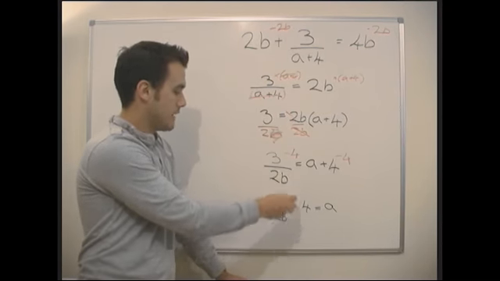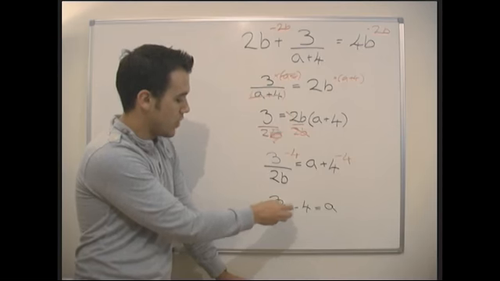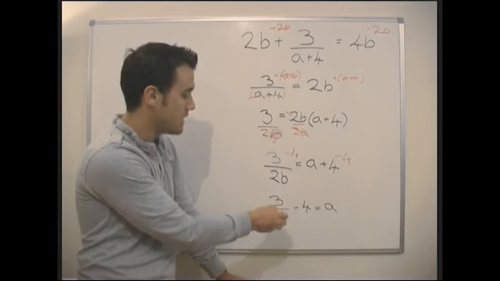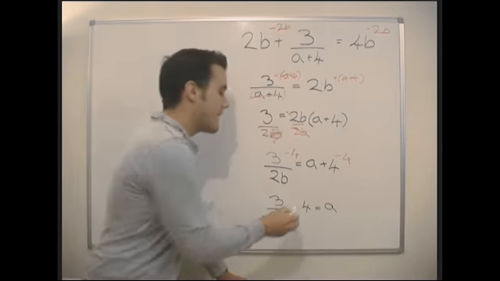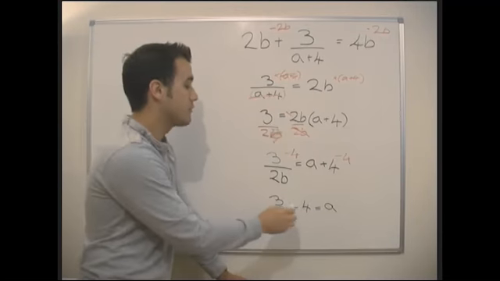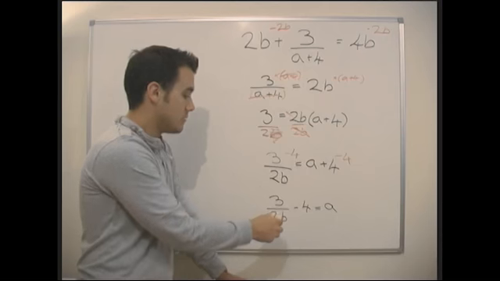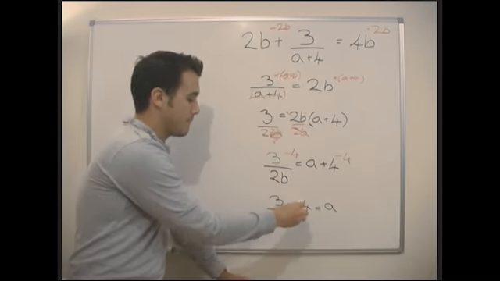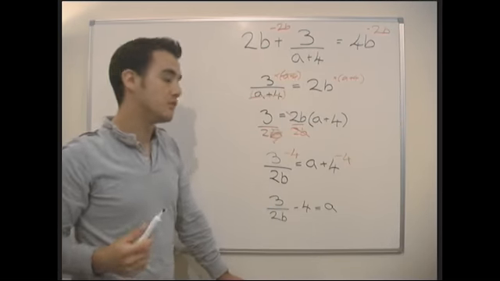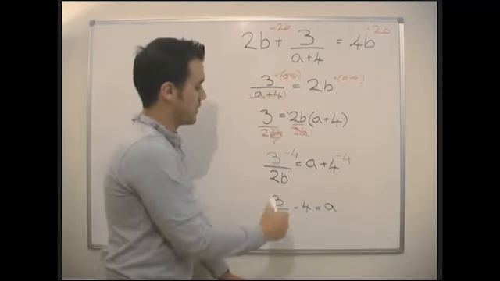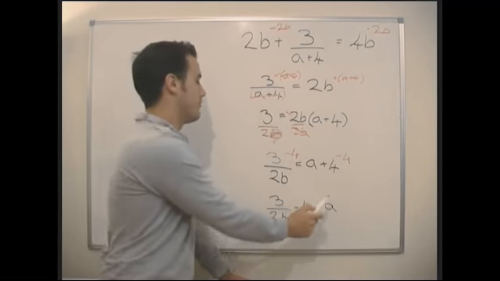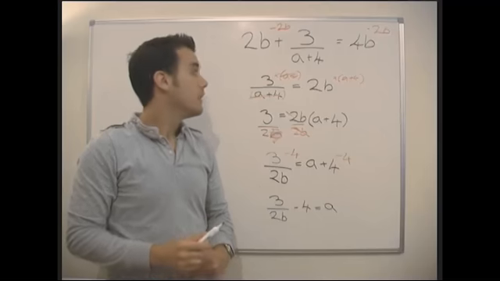The 4 is not over the top of the 2b. You're doing 3 divided by 2b first, then taking away 4. You're not doing 3 minus 4 divided by 2b. And you're not doing 3 divided by 2b minus 4. Be very careful about where you put these things. They do make a big difference. But that gives us the answer. 3 over 2b minus 4 equals a.